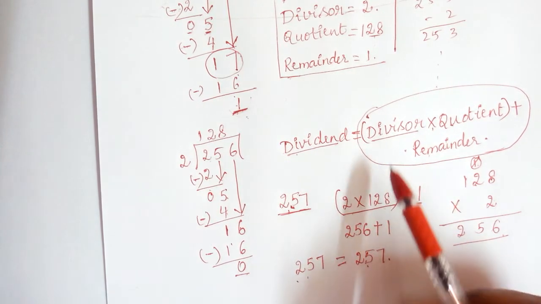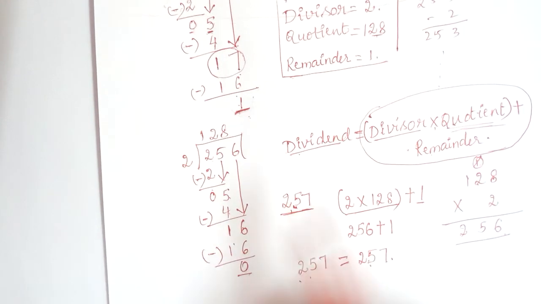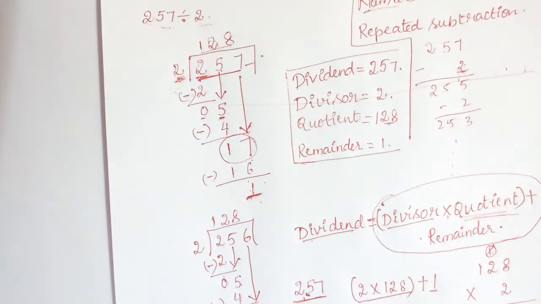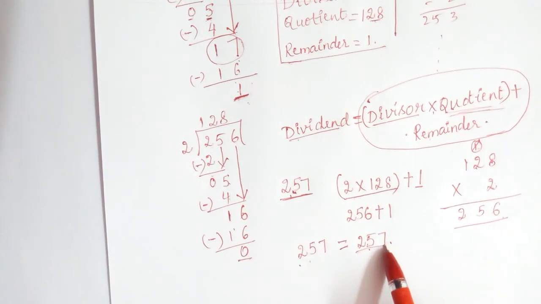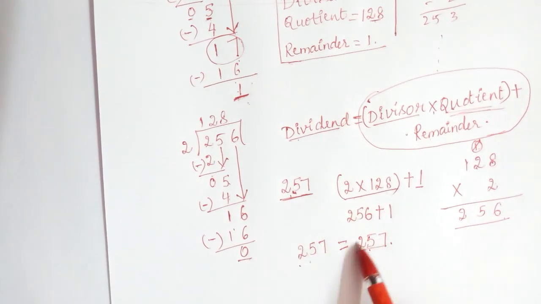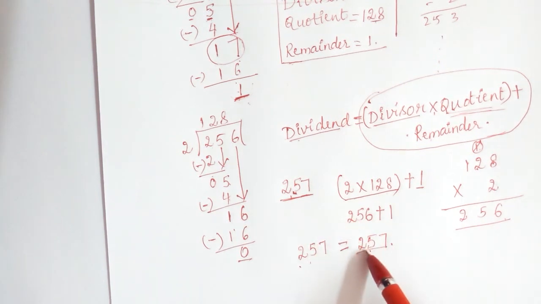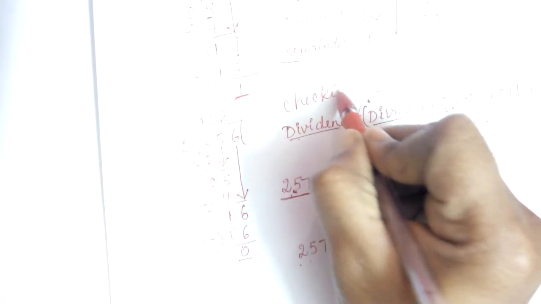So if at all we got wrong answer here, wrong quotient, we did our division wrong and we got something else here, then we will get some other number here. That means our answer is wrong. Okay, this is how we have to check. This is checking.